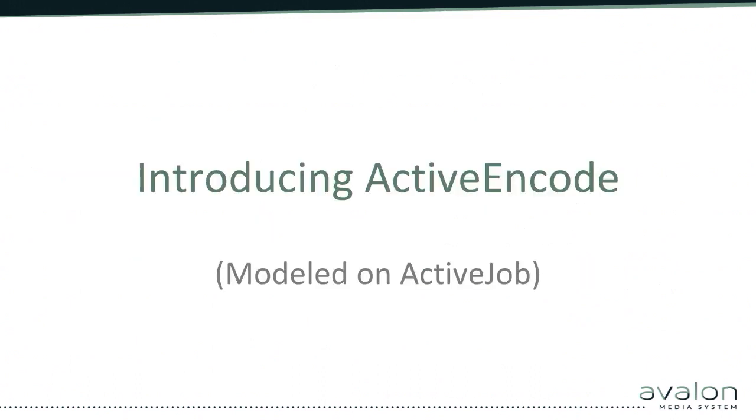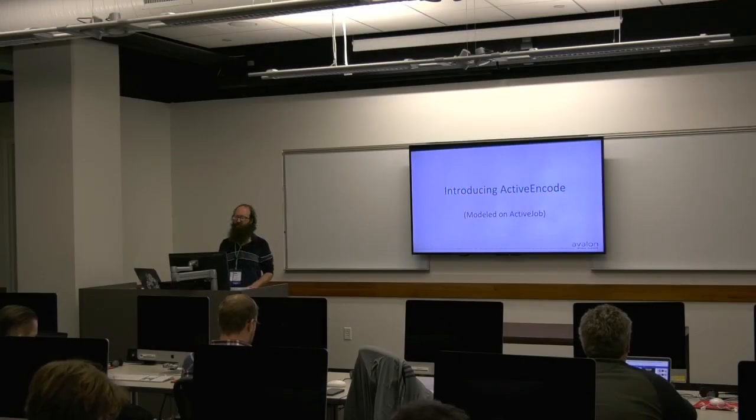And with that, we built a tool called ActiveEncode. It's modeled after ActiveJob, if you're familiar with ActiveJob, which allows for choosing different backends using different adapters. This is also similar to Valkyrie and being able to switch out your backends and still have the API be the same.